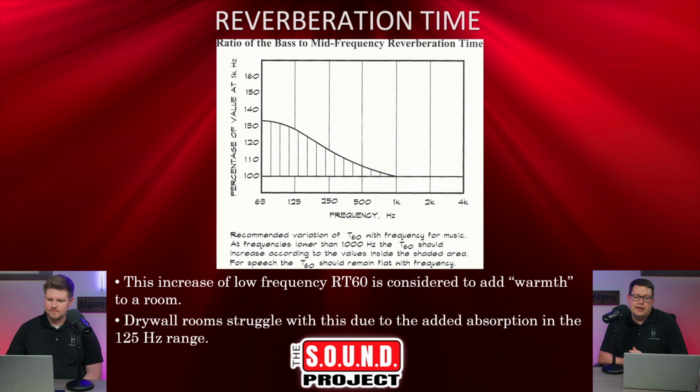The next thing we're going to look at here is reverb time. I mentioned how it's not frequency dependent, or I'm sorry, it is frequency dependent, and so just because you have a reverb time, let's say at 500 hertz of 1.5 seconds, doesn't mean it's going to be 1.5 seconds all the way across, and so sometimes the low frequencies, depending on how a room is built, might decay longer than the mid frequencies.